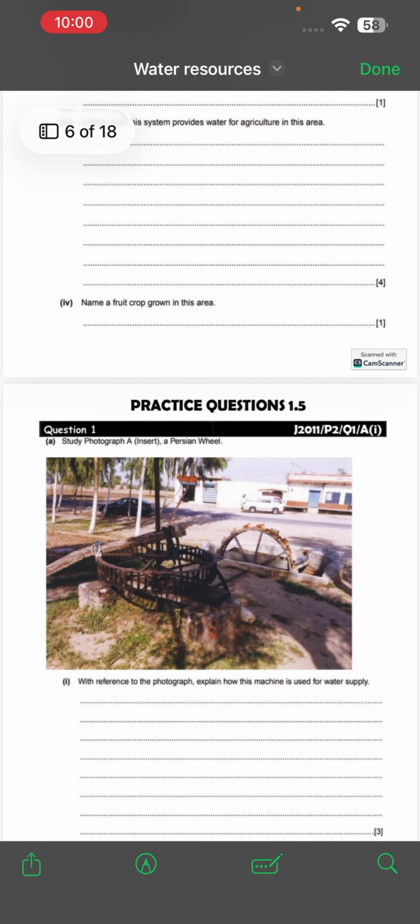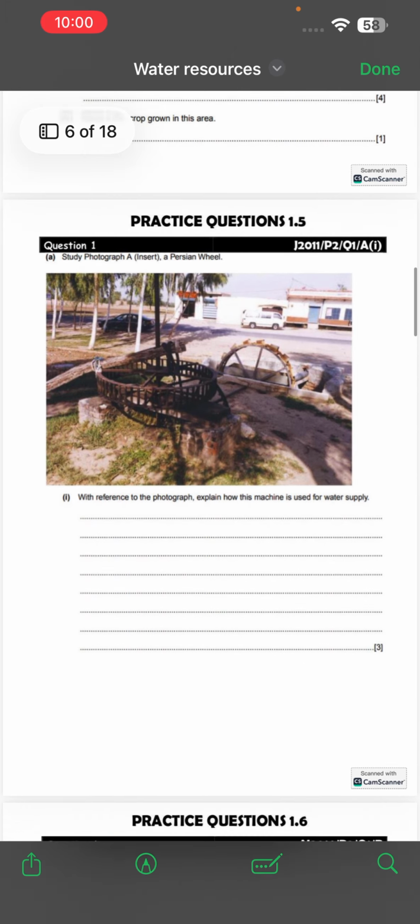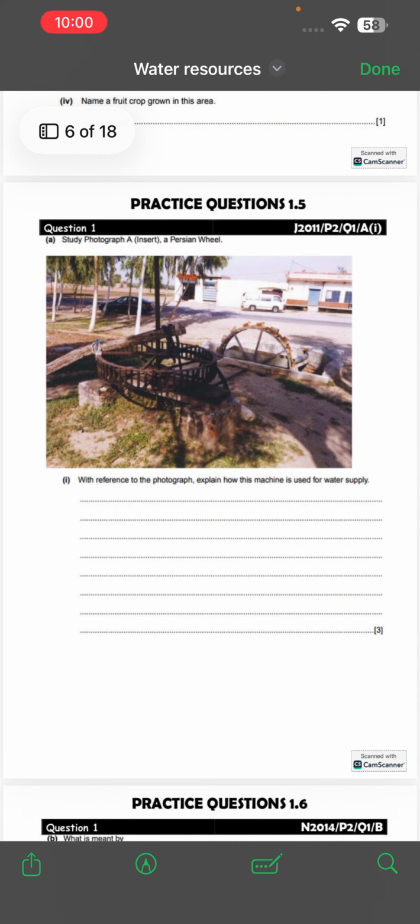Name a fruit crop grown in this area. There are so many fruit crops that are grown in the area, I must say. It could be apricot, khubani as we usually call it, then apple, then grapes, maybe the melons are there as well, right? We have question 1.5.